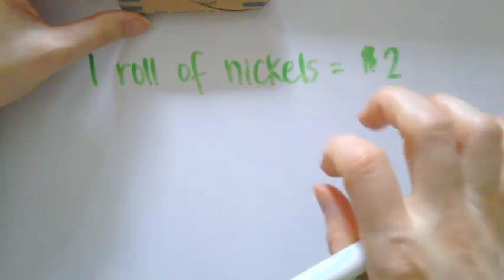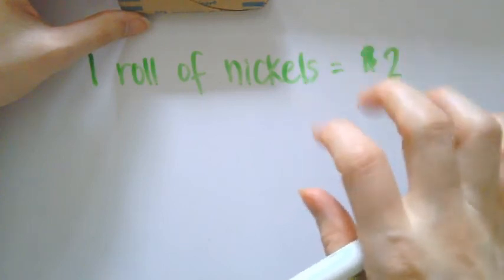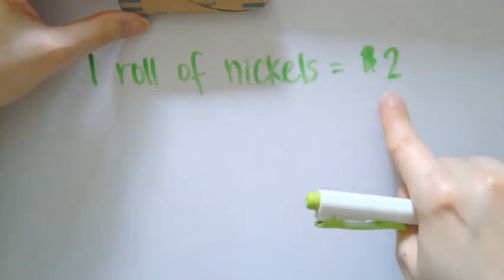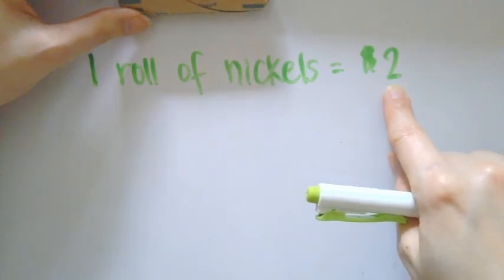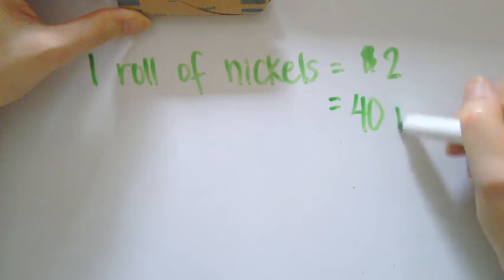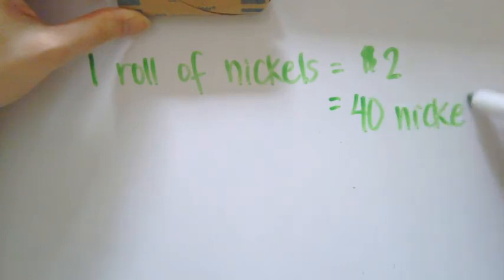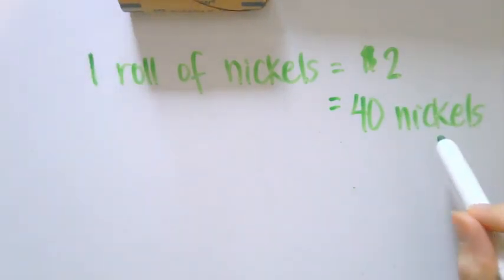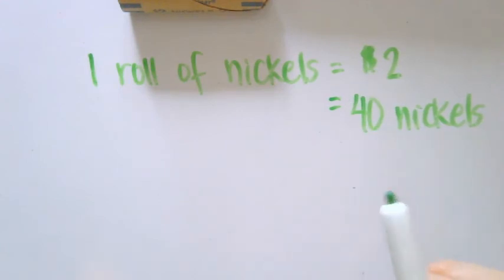5, 10, 15, 20 would give you $1. So if you have 20 for $1, double that for $2. And that would also equal 40 nickels. Okay, 40 nickels would give you $2. What other math operation could we do to check our work?